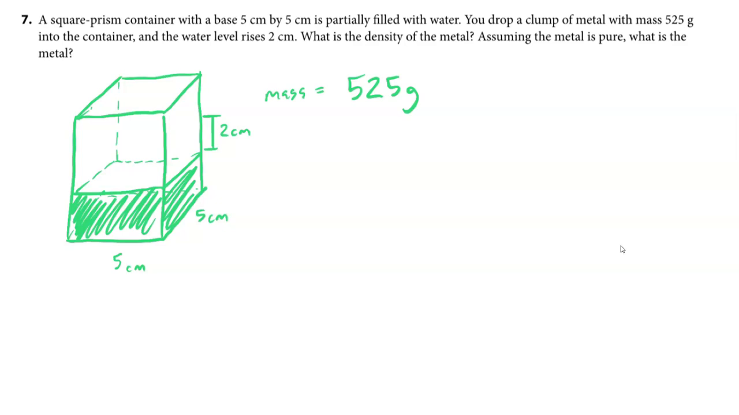If it's pure, what metal is it? All right, well, first of all, the volume displaced here is easy. That's the base of 5 times 5 times the height of 2, so that's 25 times 2. The volume is 50 cubic centimeters.